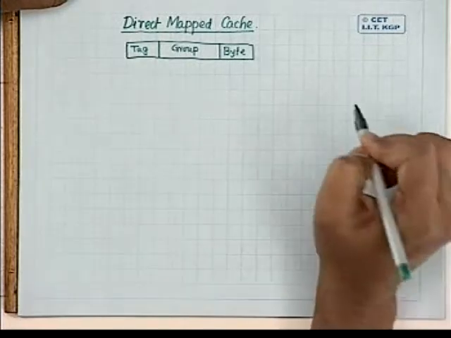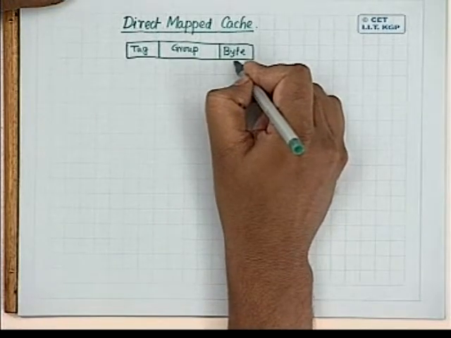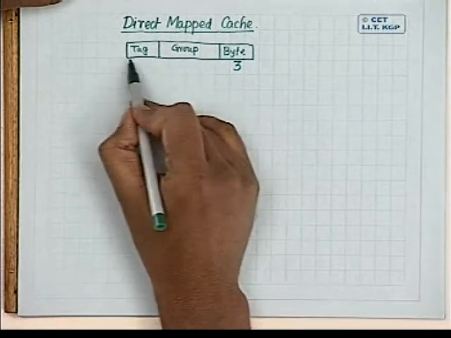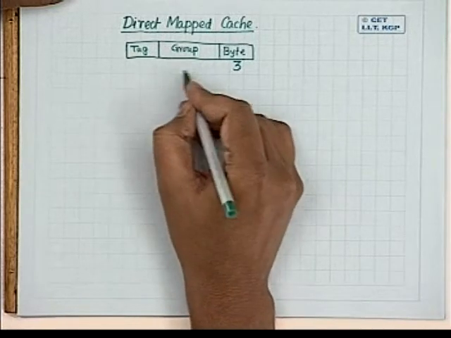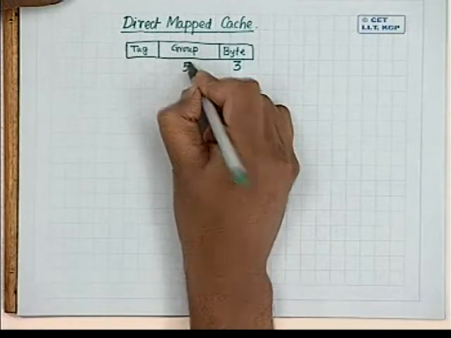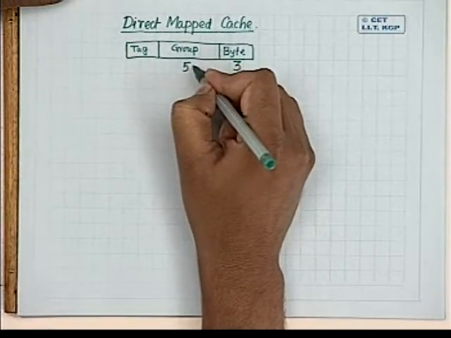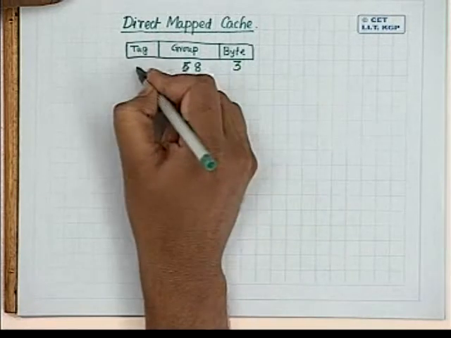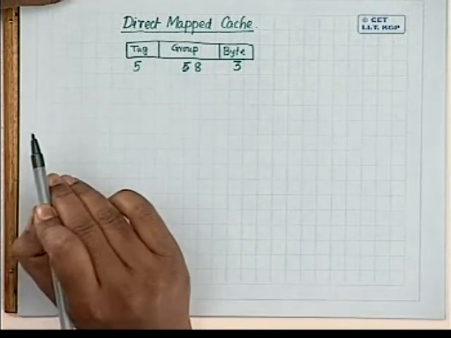So coming back to our earlier example, where we have assumed that we have a 16-bit main memory address, and 3 bits were given as byte identification within a block, and the 13 bits were specified as tag in case of associative memory. In this case, let us assume that the group identification will have 8 bits, and the tag identification will be 5 bits. So the total is 16 bits as before.